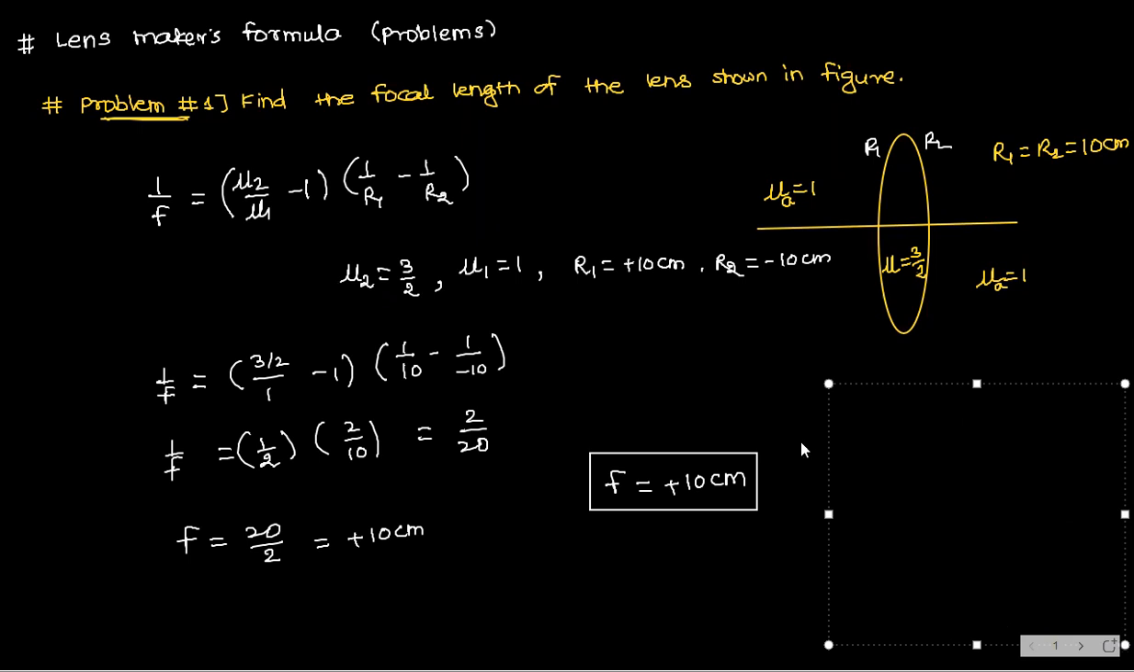Sign conventions: in the direction of light, positive. Opposite to the direction of light, negative. Any doubt, please ask.